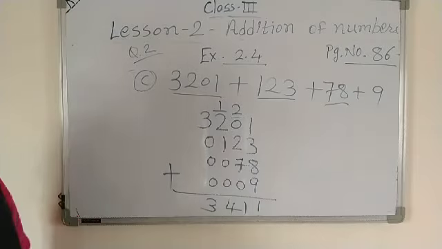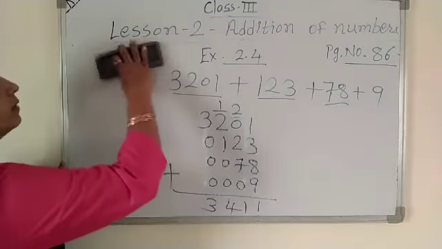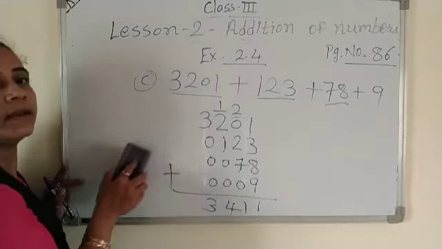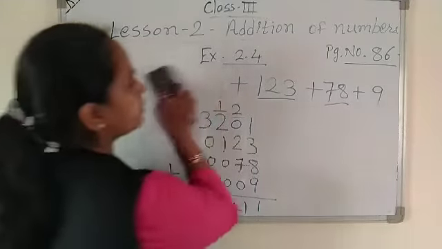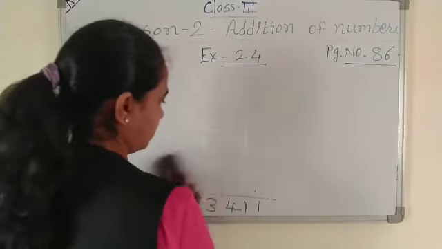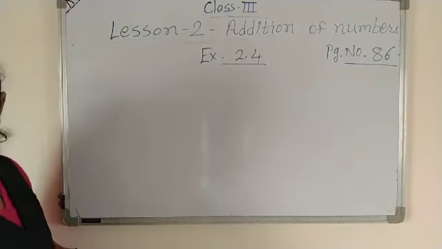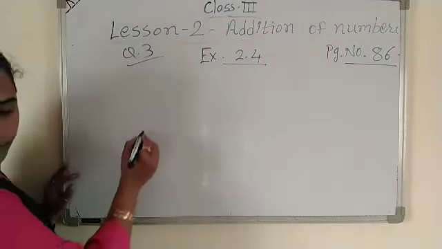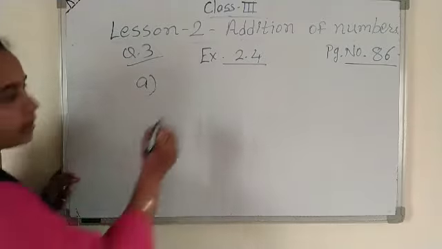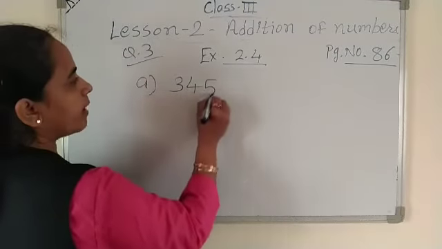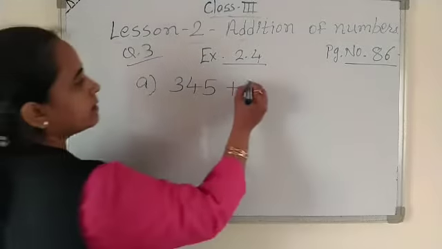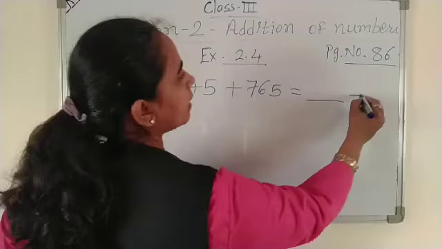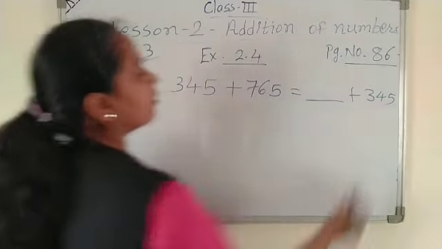Okay, now in question number 3, fill in the blanks. Question number 3 mein kya hai? Fill in the blanks. Okay, now understood this? So question number 2, complete in your notebook. Now question number 3. First fill in the blanks. 345 plus 765 is equal to blank plus 345. Okay, now look at here.